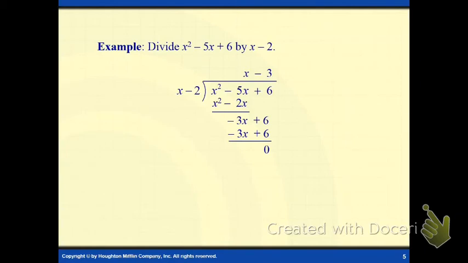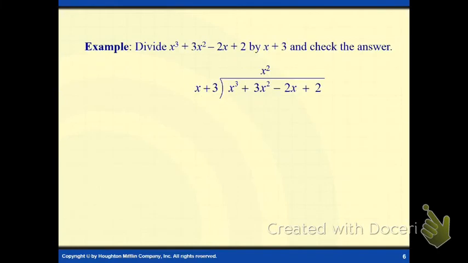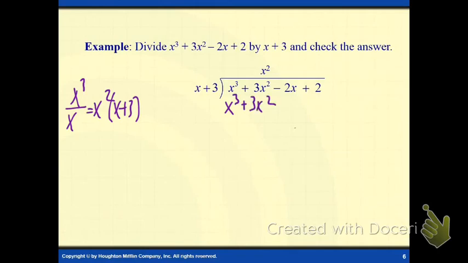Got it? Okay. All right, so the x cubed divided by the x was x squared, okay? So now we're going to multiply that times the x plus 3. What'd you get? x cubed plus 3x squared. And now we're going to subtract.